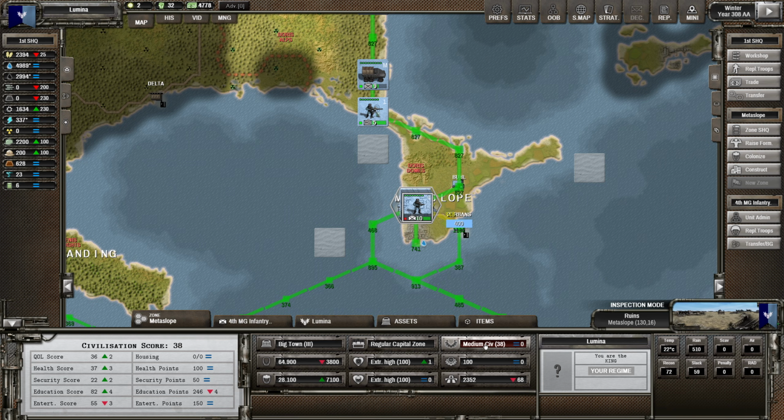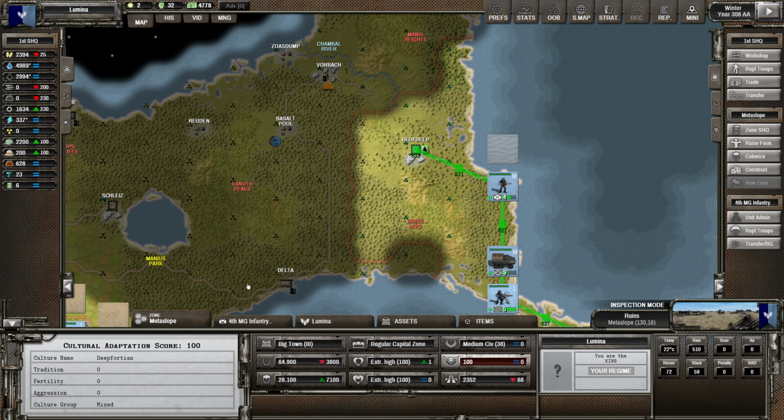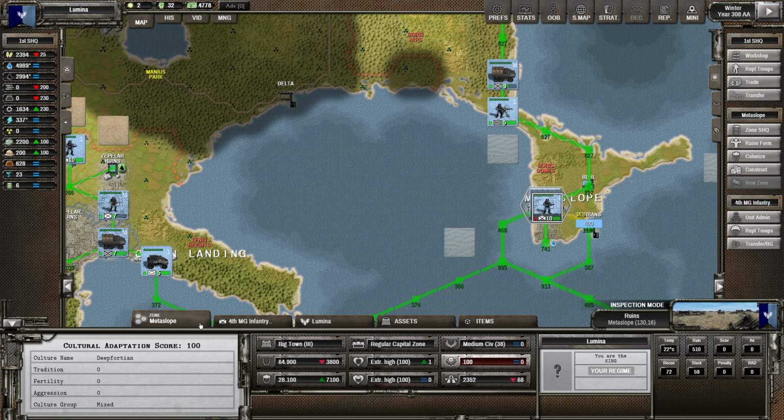It's super important. You're going to be looking at this a lot. Cultural adaptation scores, not that important. Even for an advanced player like me, this doesn't really come into it very much. I think this is probably going to be fleshed out more later. At the moment, it feels more flavoursome than anything else, but it does have game effects.